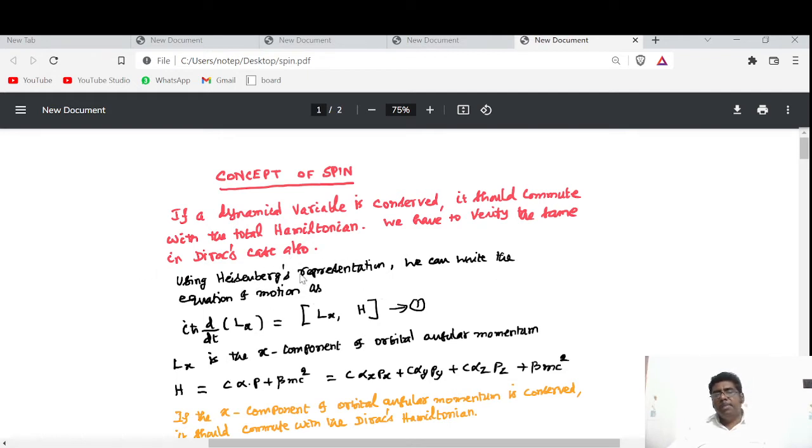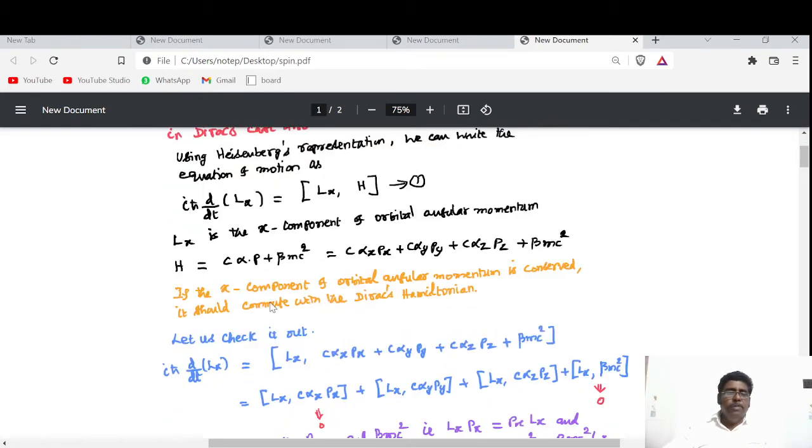In Heisenberg representation, the equation of motion is iħ d/dt of Lx equals [Lx, H]. We have presented these two operators in the square bracket, which means that if the x component of orbital angular momentum is a constant, that should commute with the total Hamiltonian. That is Lx H equals H Lx.